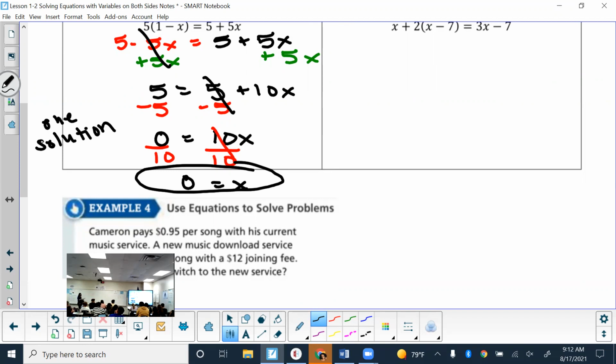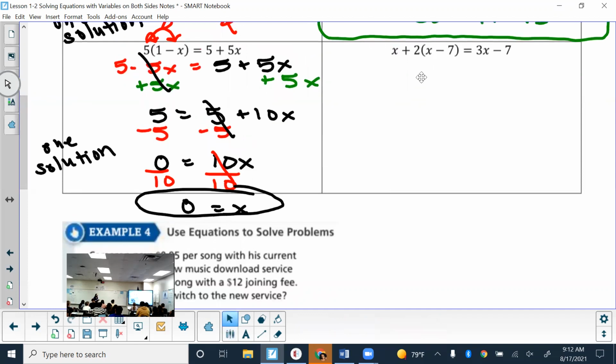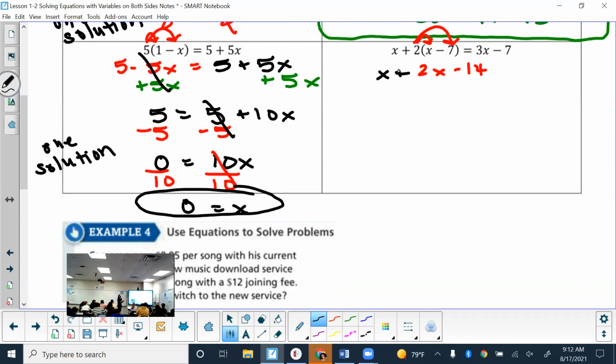All right, we'll do the last one together and I'll kind of spoil the surprise for you. What do you think this answer is going to be? No solution, right? Because I would, of course, want to show you at least one example with no solution. But let's see what that looks like. What do we do first? Good, so distribute that 2 to both numbers. 2 times x is, 2 times -7 is. Good. Then bring everything else down. We get x plus 2x minus 14 equals 3x minus 7.